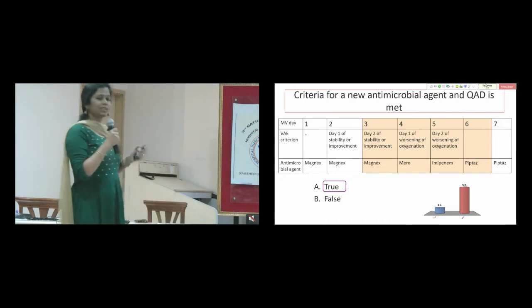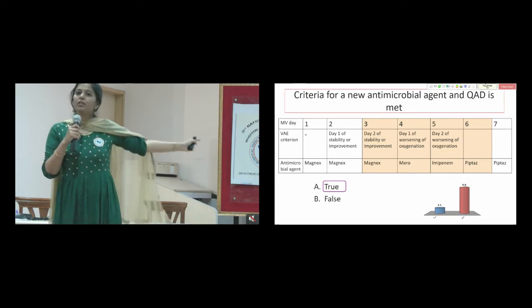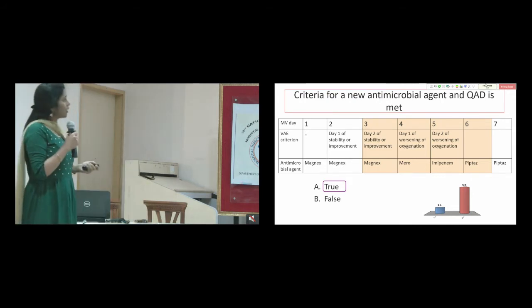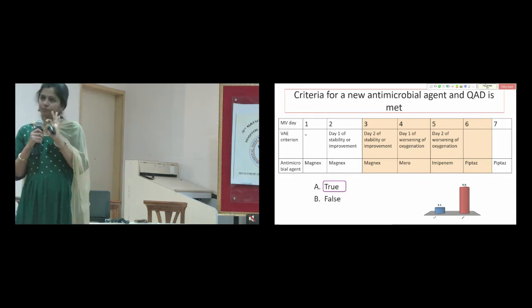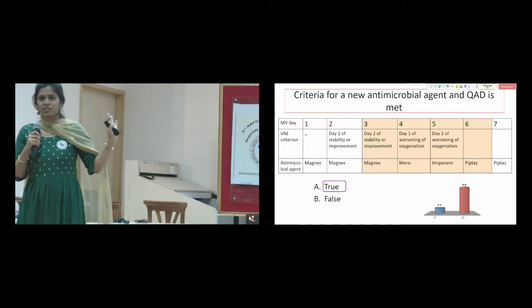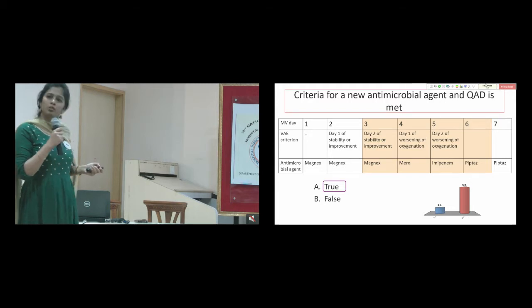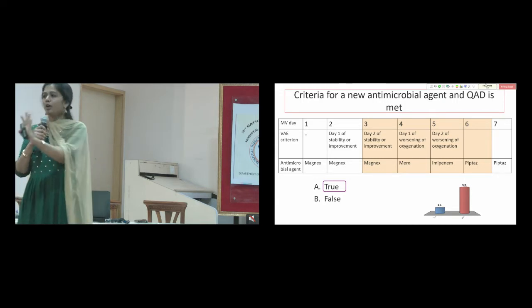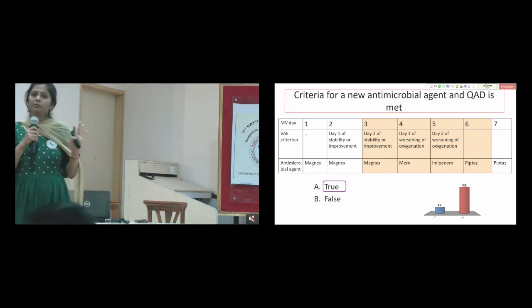See here, Magnex cannot be considered. I agree, because even though it is started in the window period, it is given in the preceding 2 days. So Magnex is ruled out. Now coming to meropenem, criteria 1, it has to be started in the window period. Yes. Not given in the preceding 2 days. Yes, both are fulfilled, so this is our QAD 1. Imipenem also satisfies the criteria. Piptaz also satisfies it. Even though it was clarified that it can go beyond the window period, it has to be started in the window period. Now is this clear?